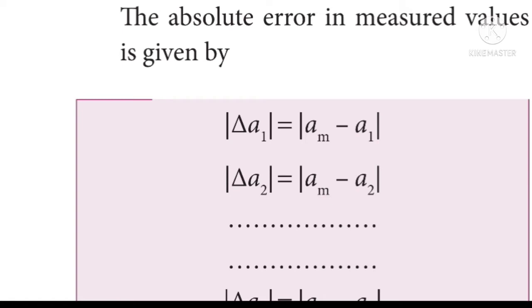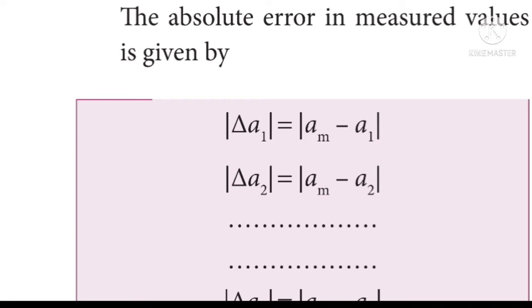Mod del A1 represents what? The magnitude of the absolute error of the first measured value, which can be equated as mod Am minus A1, which represents mean value minus the first measured value. We can also say that true value minus first measured value.